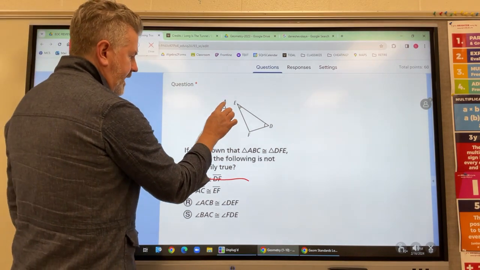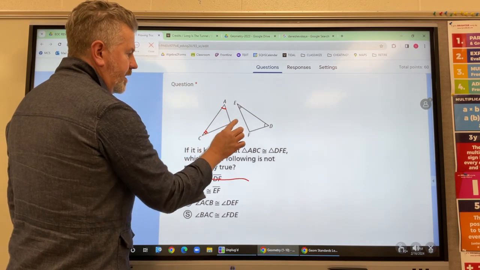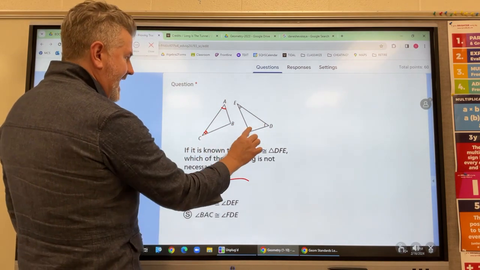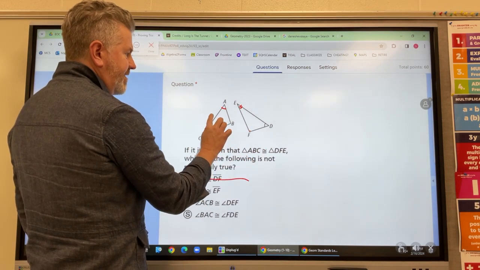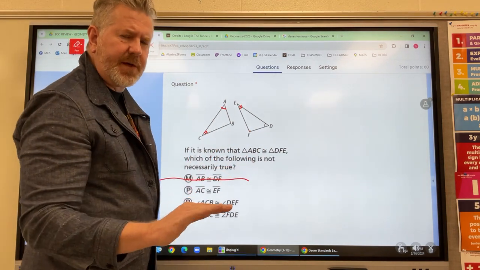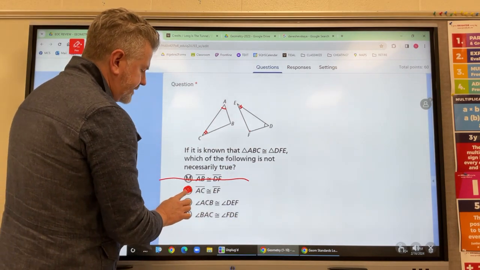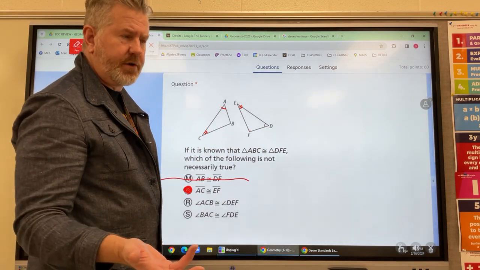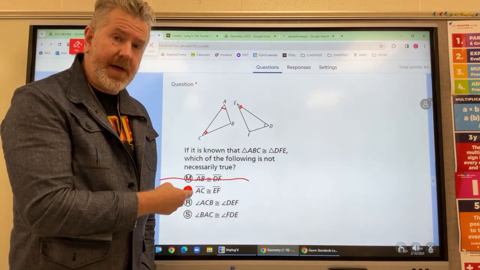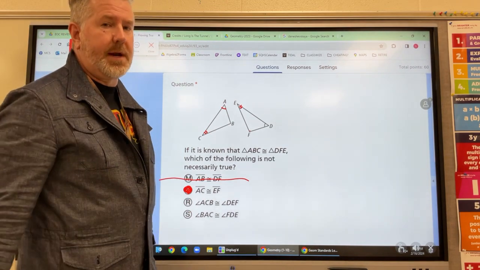AC and EF. AC, that goes from the single arc to the double arc. And EF, that goes from the double arc to the unmarked. That, we cannot say that those two sides are congruent. They do not correspond. They're not corresponding parts. So corresponding parts of congruent triangles are congruent. They might be congruent. Keep that in mind. They might be congruent, but we can't say that they are because they're not corresponding parts.